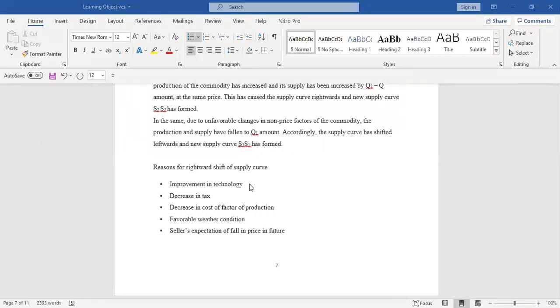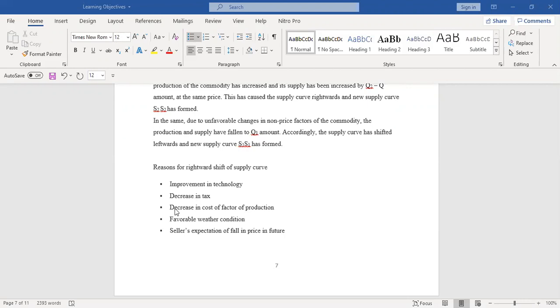A decrease in taxes. Now, how will that cause you to supply more? Well, instead of having to pay the government more revenue via taxation, a decrease in taxes is going to leave the company with more money, which they can now use to buy more raw materials and produce more. Hence, the supply will increase.